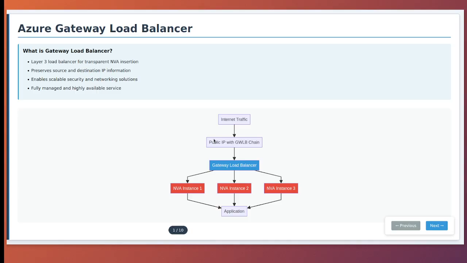Let me paint you a picture. Imagine you're running a large enterprise application in Azure. You need to inspect all traffic with a firewall, maybe run some intrusion detection, and perhaps do some traffic shaping. Traditionally, you'd have to route all your traffic through these appliances, creating potential bottlenecks and single points of failure. That's where Gateway Load Balancer comes in.